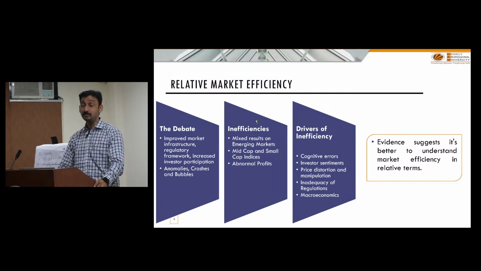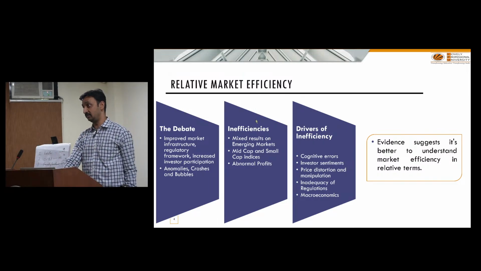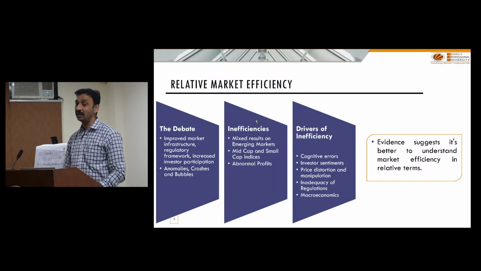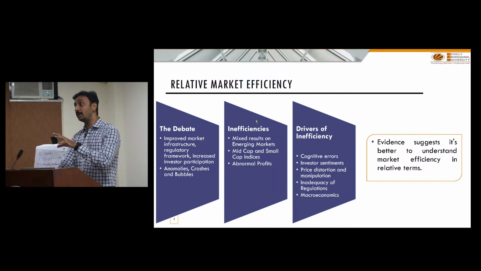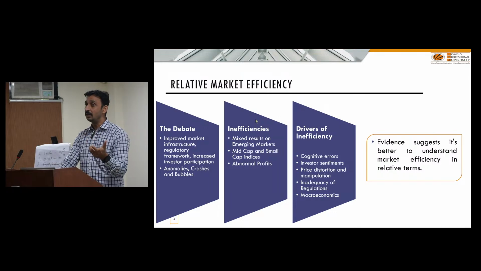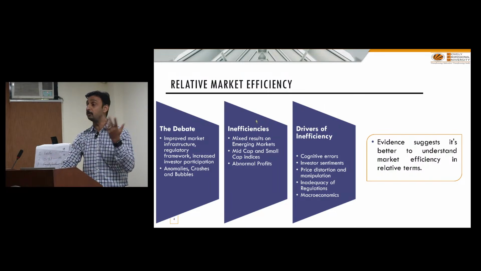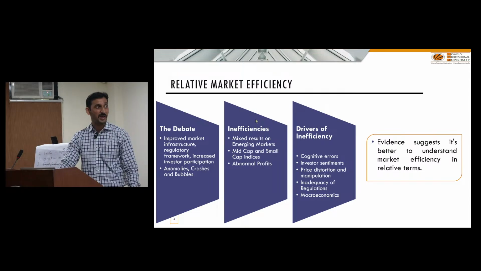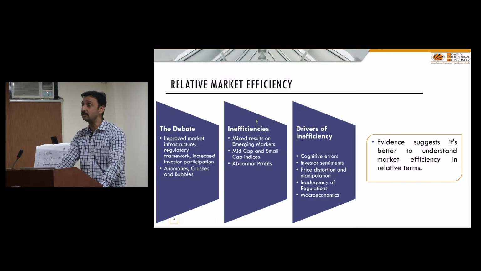What I wanted to highlight as my area of research is the drivers. What are the key drivers of these inefficiencies? We need to understand what factors are driving the market to be inefficient, and if there is a certain factor, whether there is any latent factor coupled with this major factor. That is what I am trying to look into. These are generic factors like cognitive errors, investor sentiments, price distortion and manipulation, inadequacy of regulations, or macroeconomic factors.